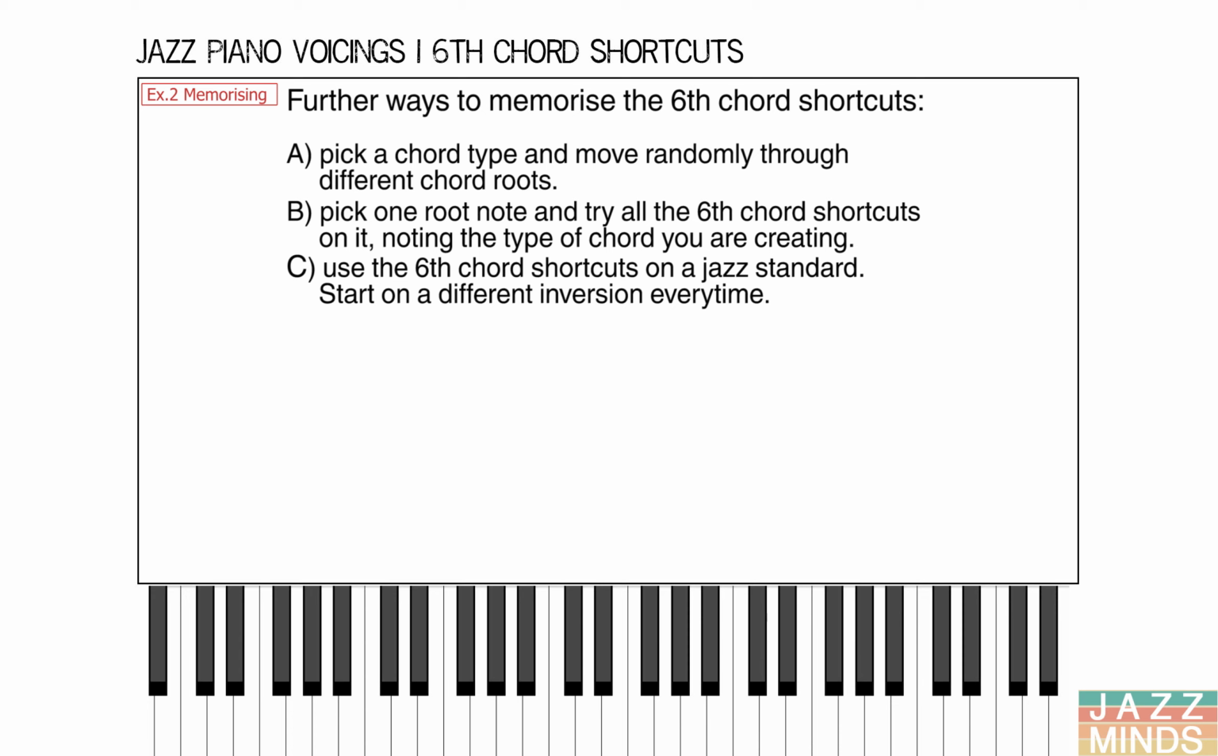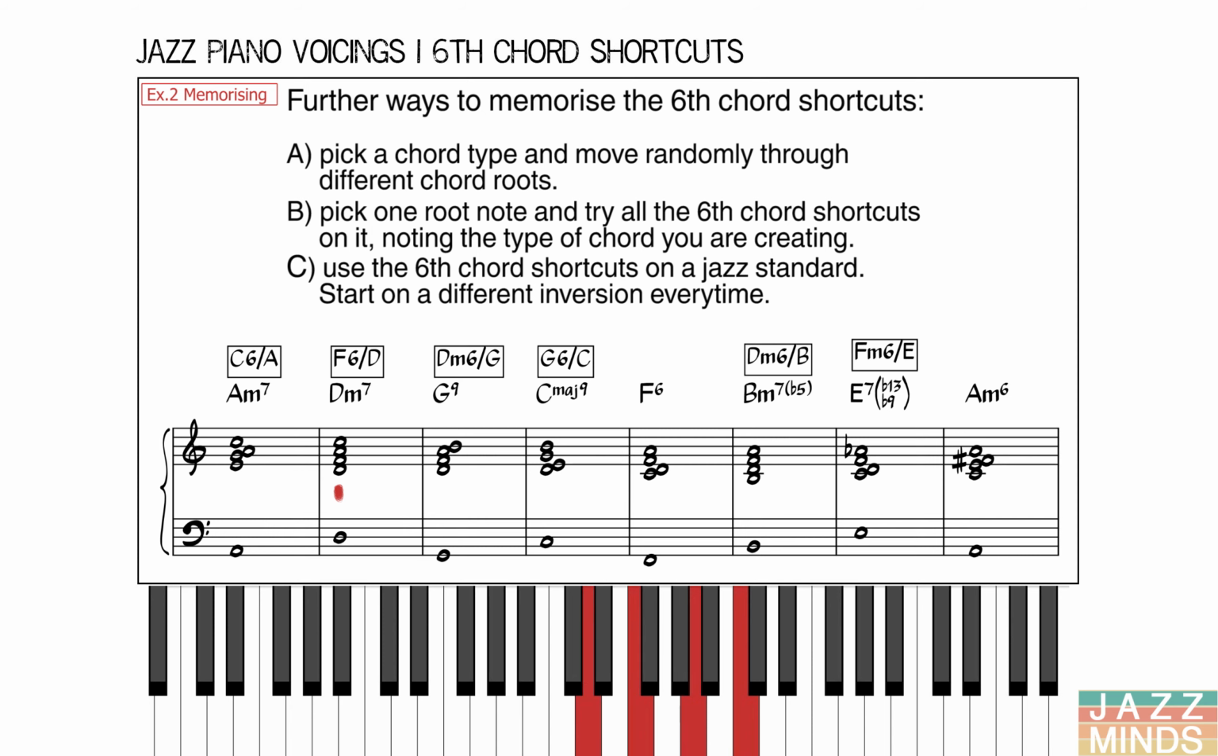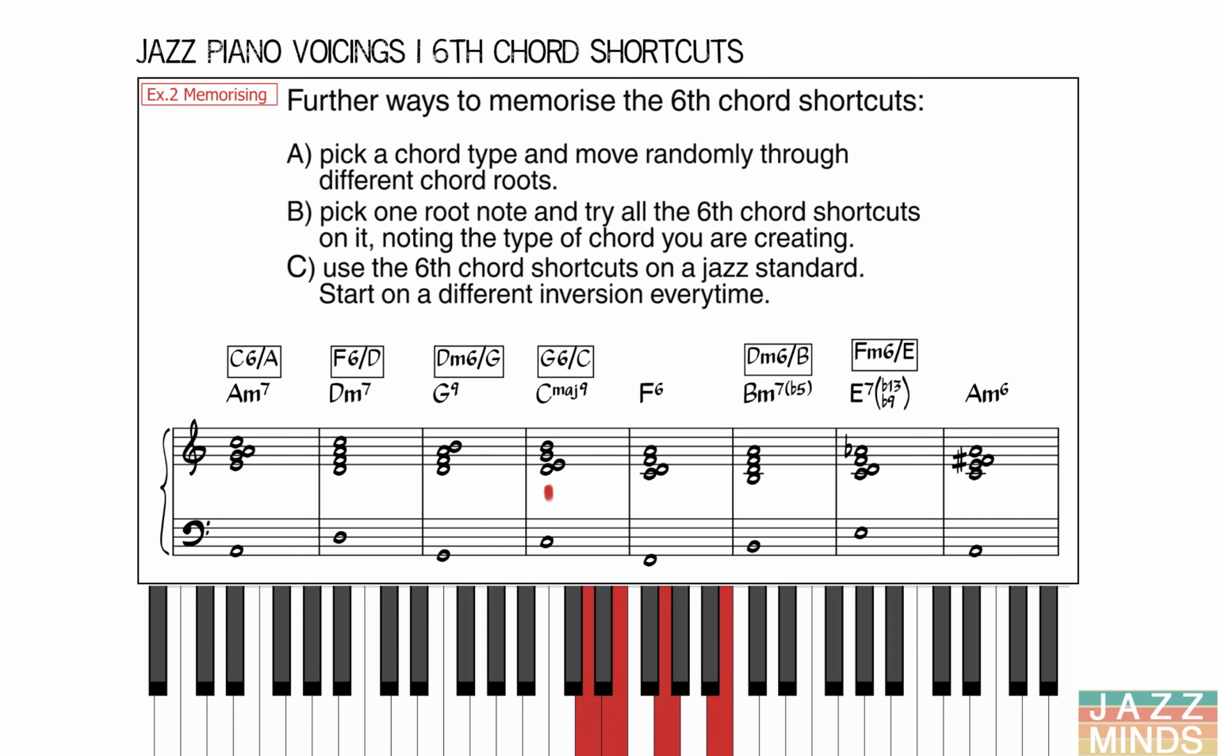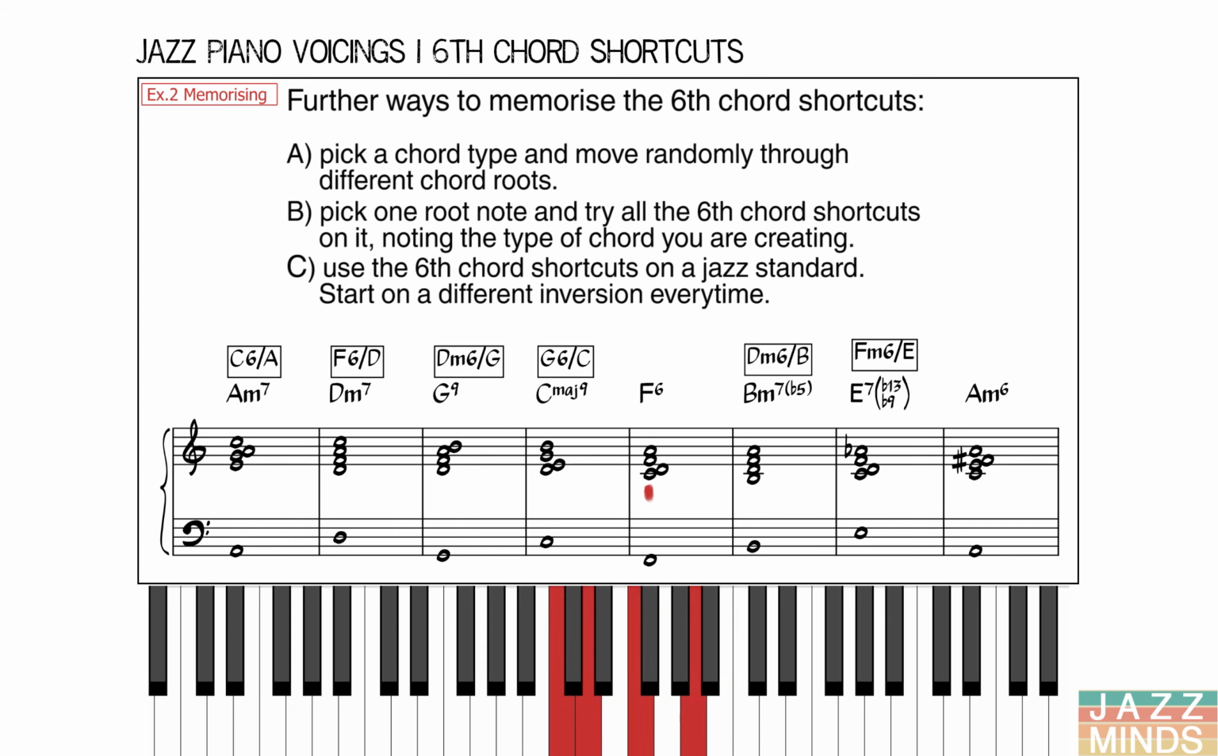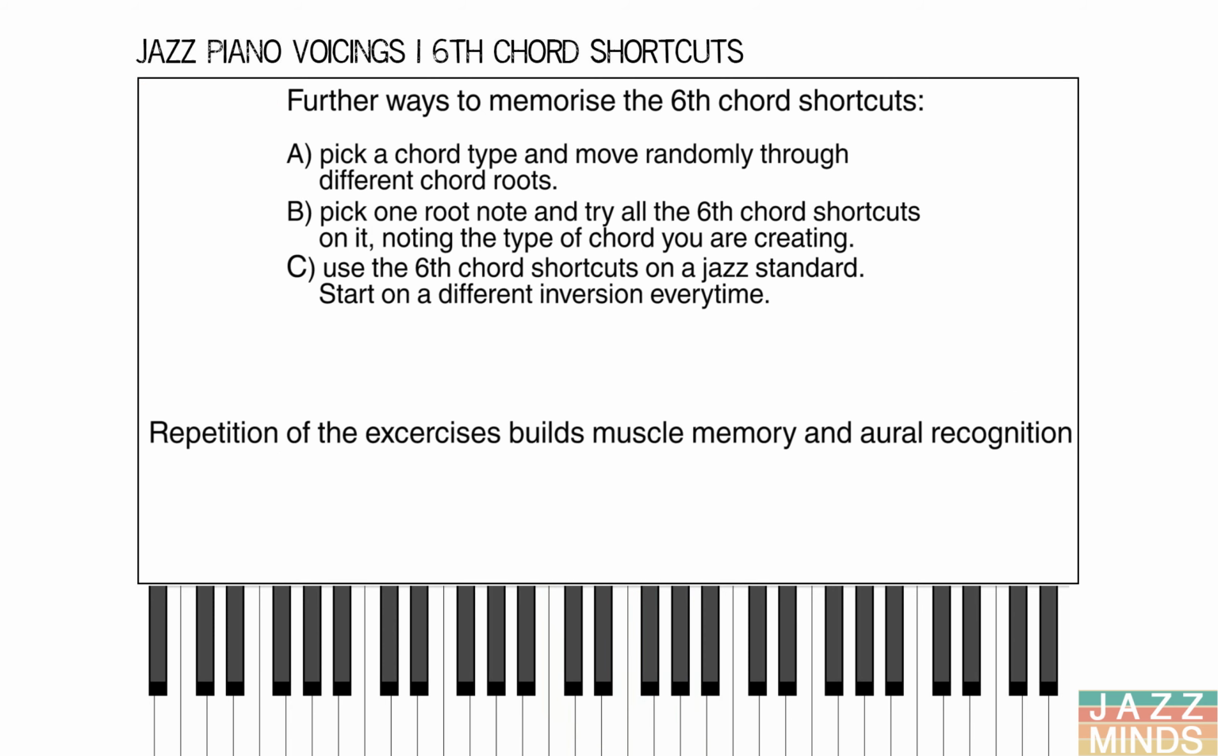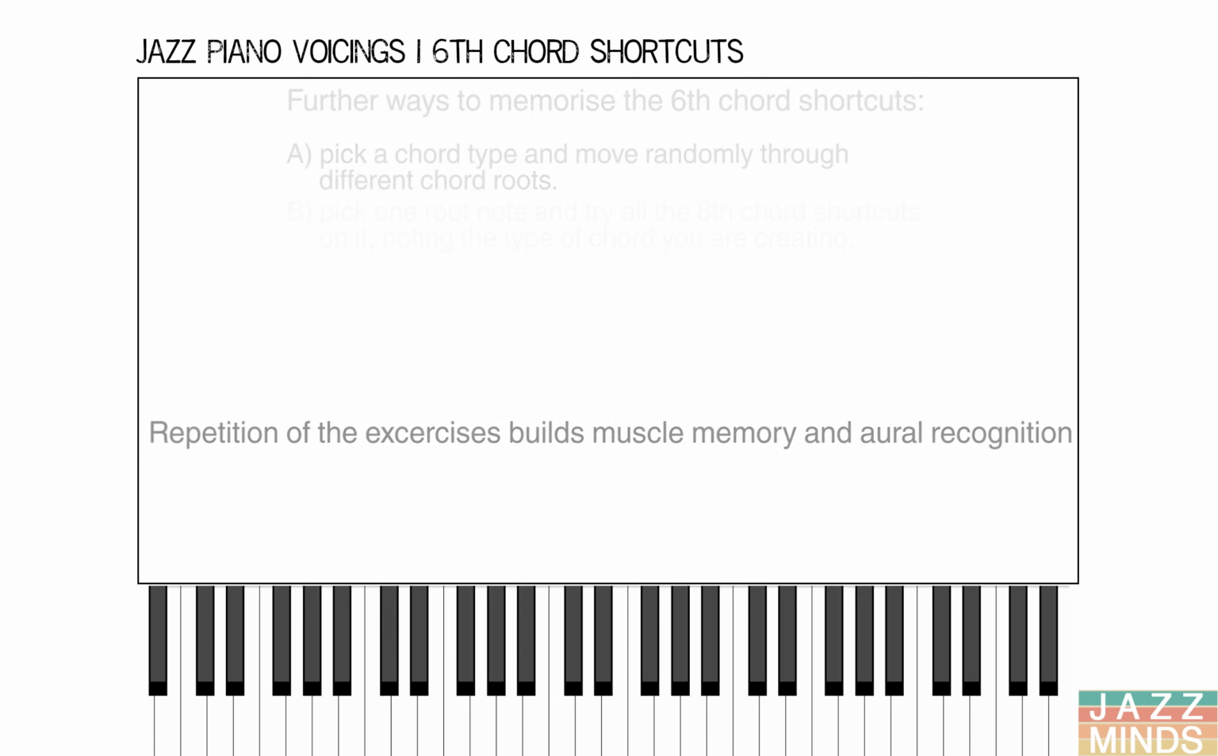C, work your way through a jazz standard applying the 6th chord shortcuts to each chord you encounter. Learning voicings in this way will help to build muscle memory so that you can access the right chords quickly. Here are a few extra tips that will get you moving forward.